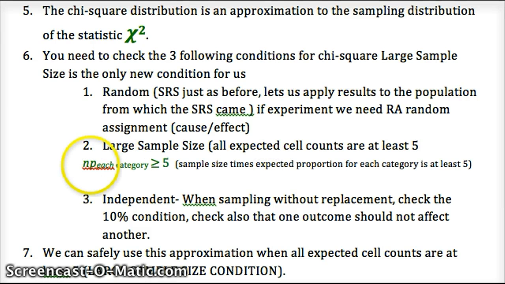That means the number in our sample times the probability of each category. When you multiply that out, it would be at least 5. And then finally the independent condition. So this is the one that's different. So take a closer look at this. And then the independent condition is our final one, which is just the same as before. Sampling without replacement, check the 10% condition. Also, one outcome should not affect another. Like in the Brandon Belt question, one at bat should not affect another.